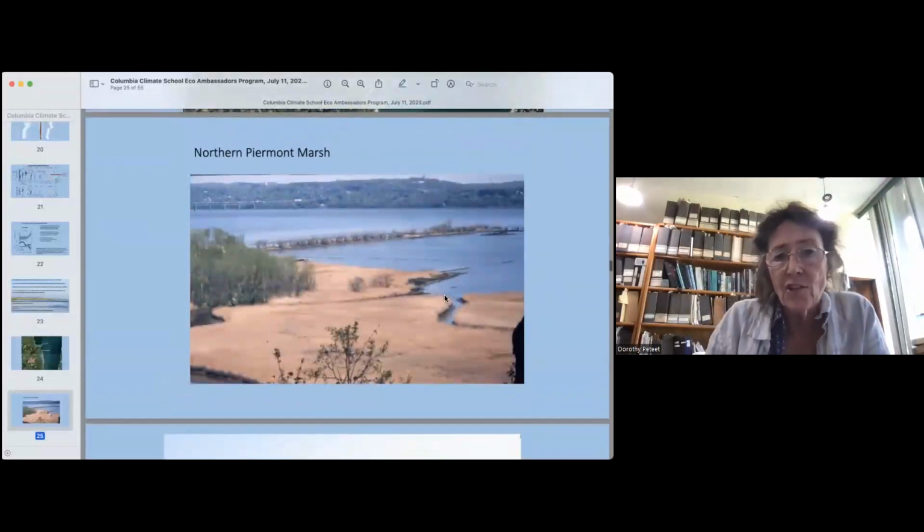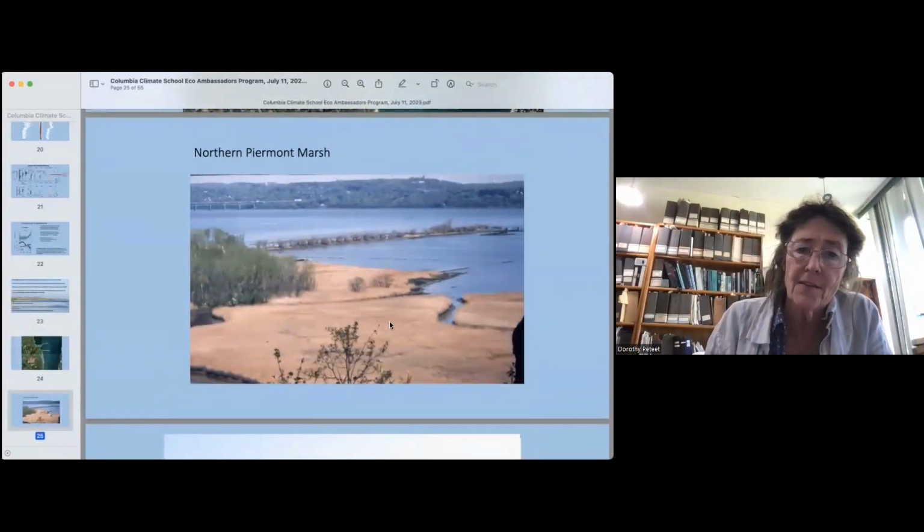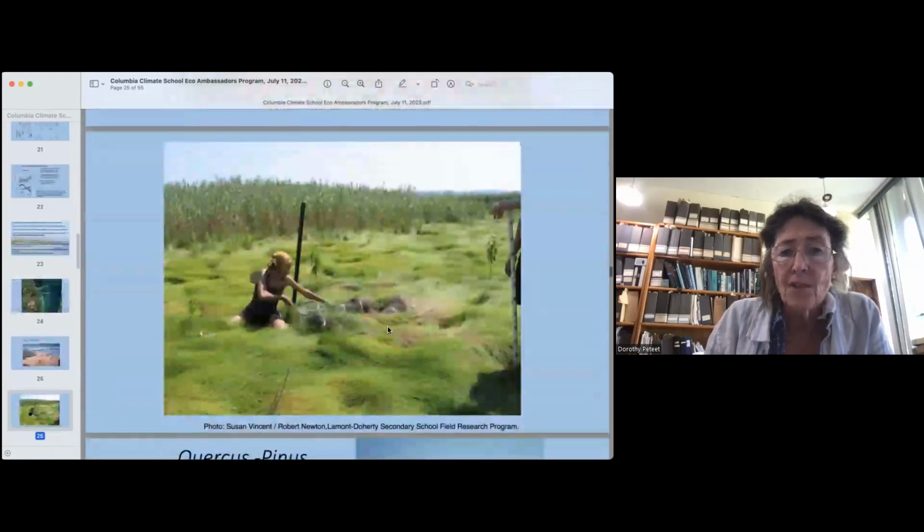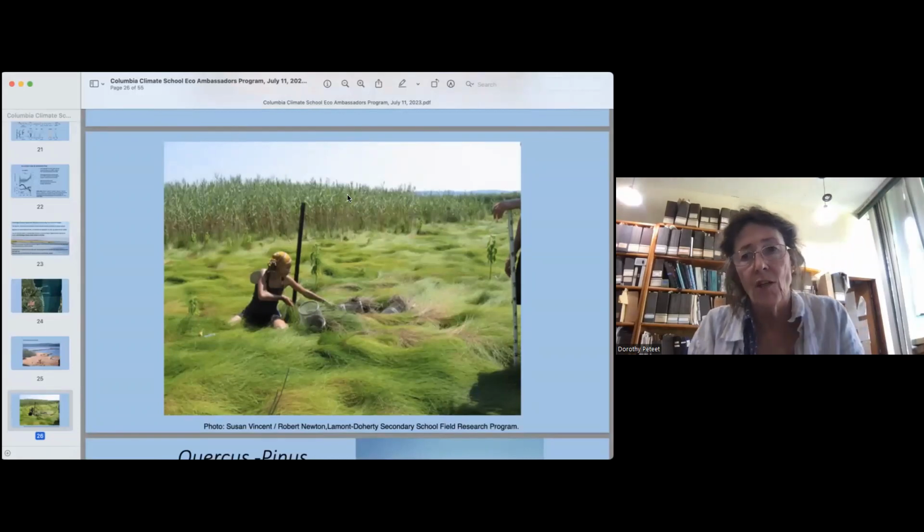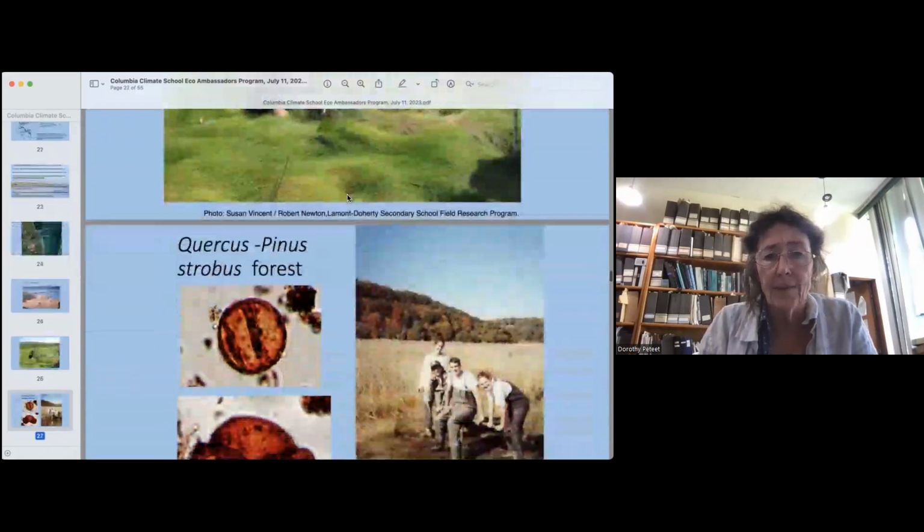Unfortunately, this marsh is all covered by an invasive plant called Phragmites. This is what it used to look like with the nice Spartina, the native vegetation. And here's the Phragmites coming behind it, which can be 20 feet tall.